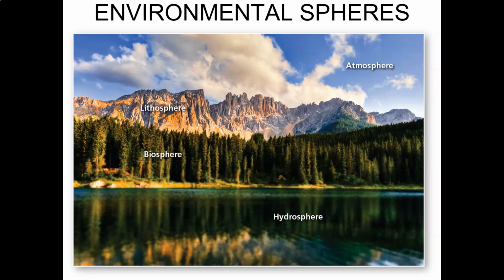Now, the open system of the Earth. Yes, the planet Earth is an open system. As we receive sunlight, we receive cosmic radiation, and we receive matter from space. The system consists of 4 different environmental spheres. Now, we're primarily talking about the surface of the Earth here. The atmosphere, the lithosphere, the biosphere, and the hydrosphere.